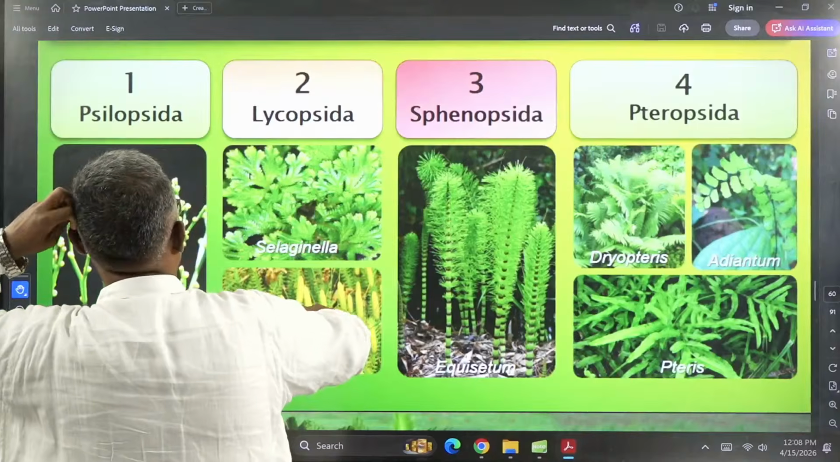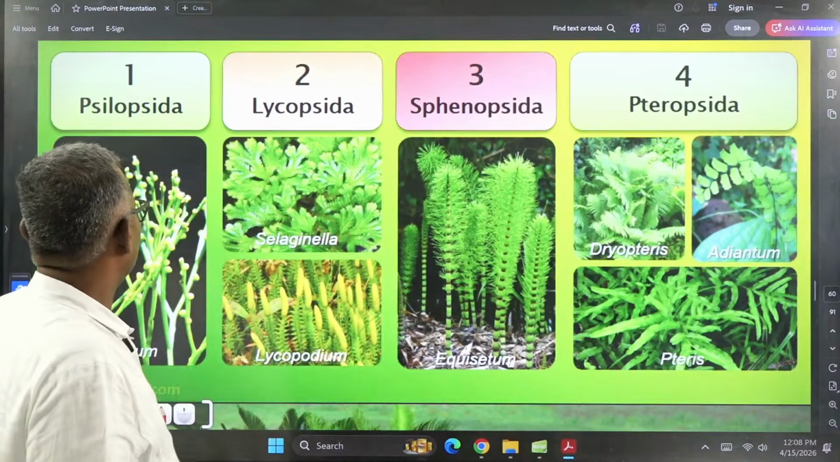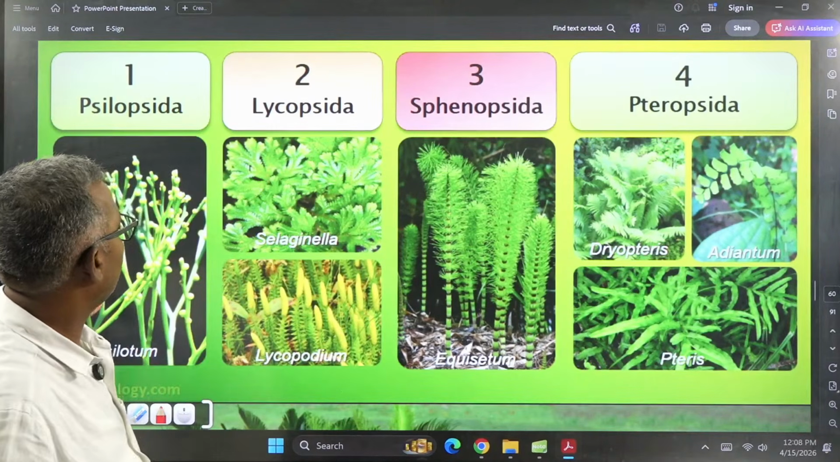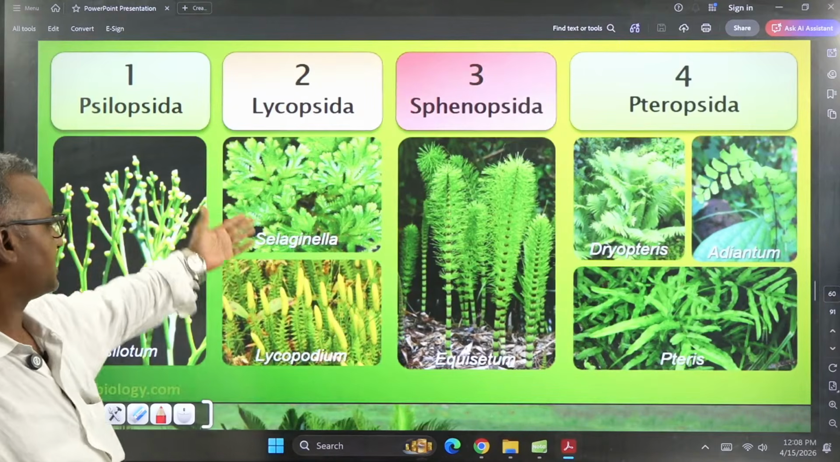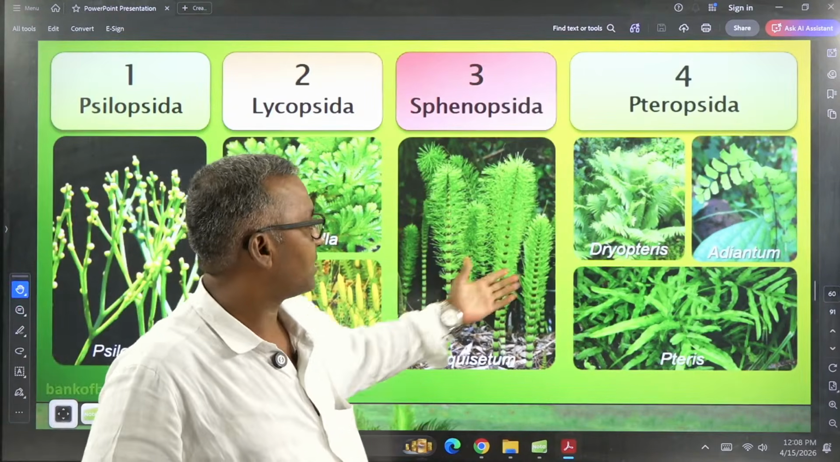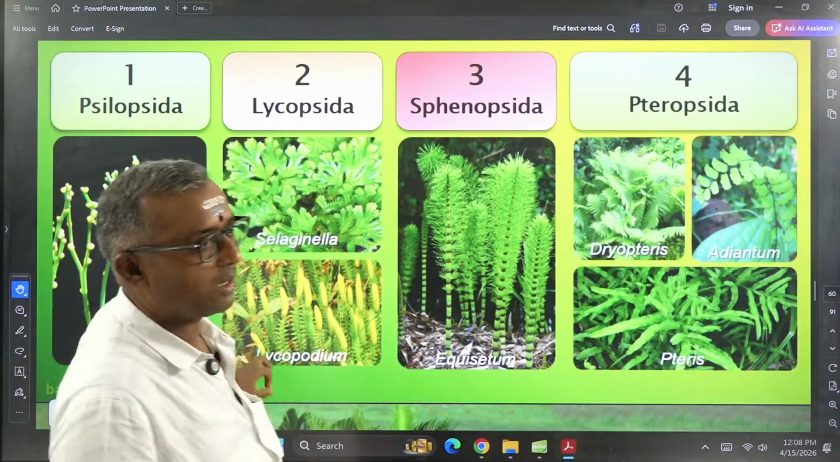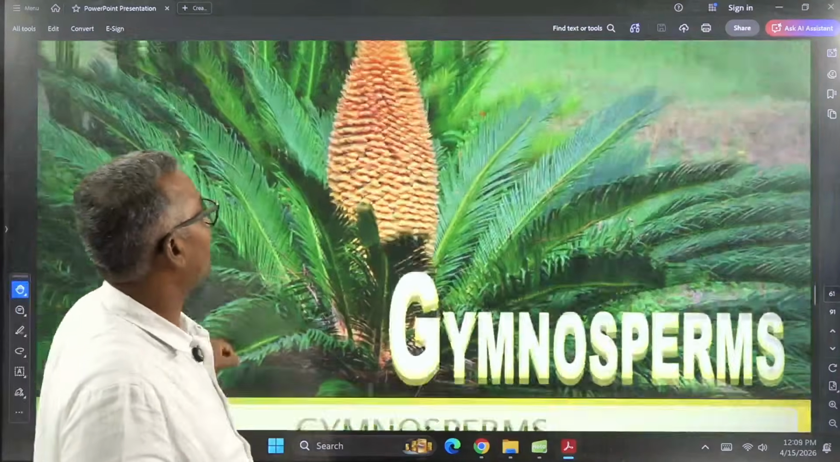Now these are all the different types of pteridophytes. This is Xylotum. It is one kind of pteridophyte. Selaginella, Lycopodium, Equisetum, Pteris, Bryopteris, Adiantum. These are all the examples you are going to know.